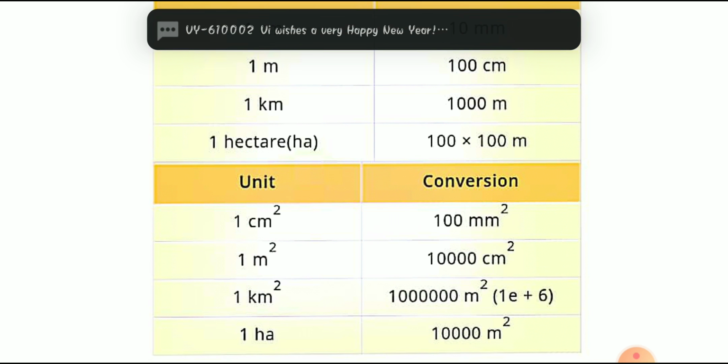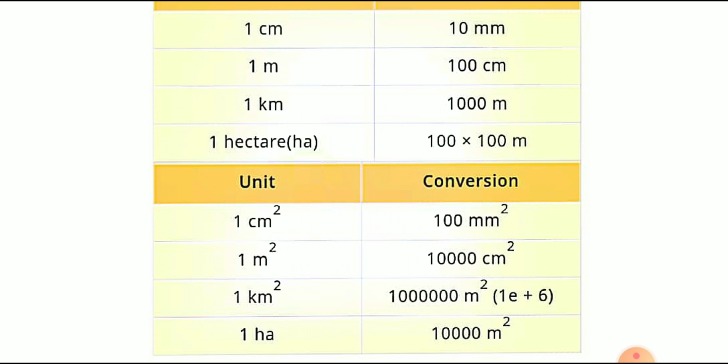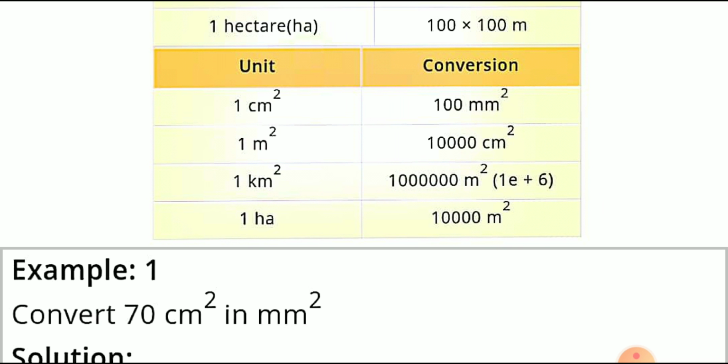Now 1 centimeter square equals 100 millimeter square. 1 meter square equals 10,000 centimeter square, and 1 kilometer square equals what? 10 lakh meter square, and 1 hectare equals 10,000 meter square.